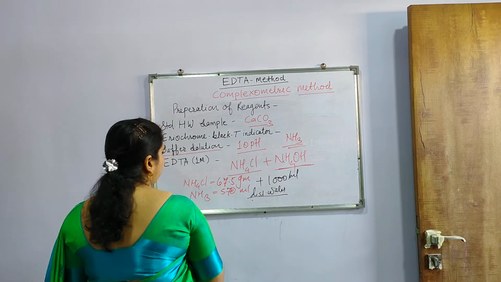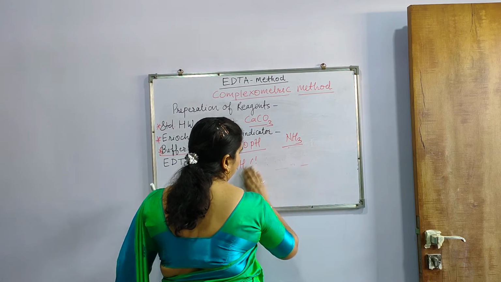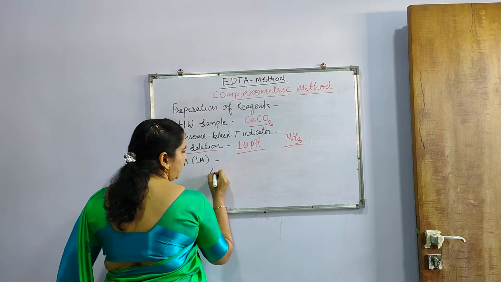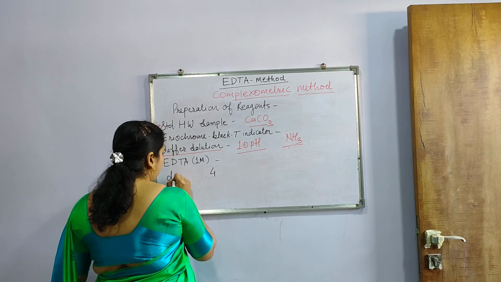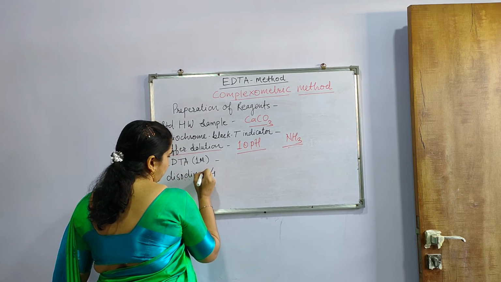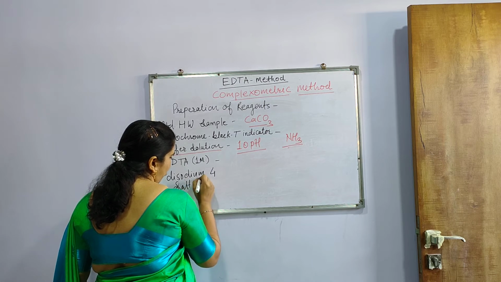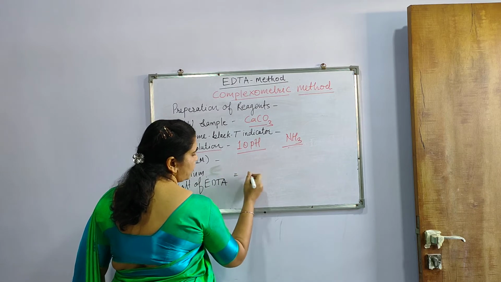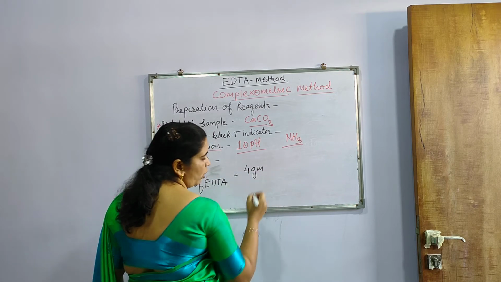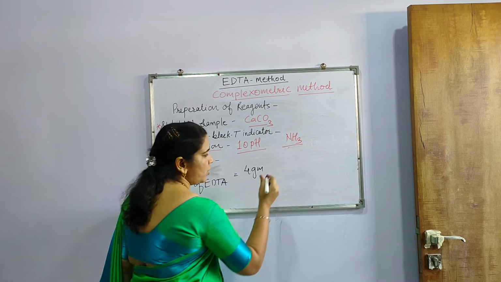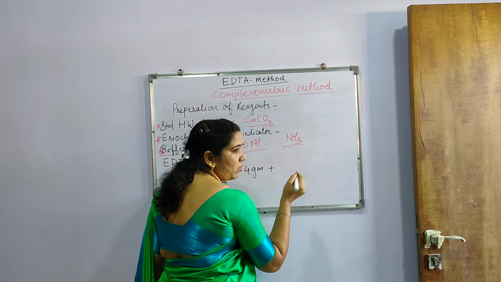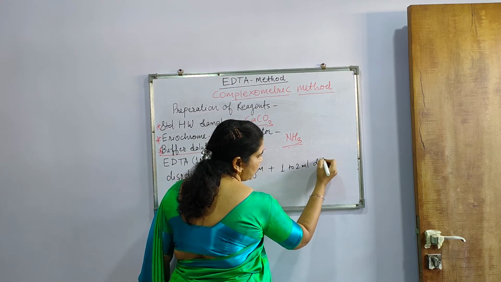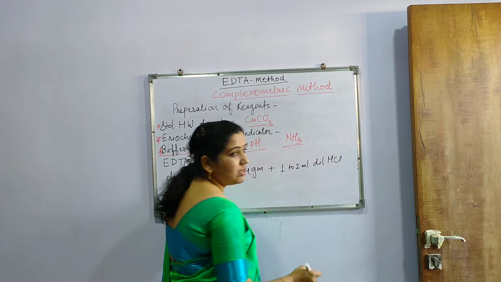Now this EDTA is prepared in such a way that it should be 1 molar. Now 4 gram of the disodium salt of EDTA is used. 4 gram of solid disodium salt, in which we have to add just 1 to 2 ml of dilute HCl. Acid is to be added.